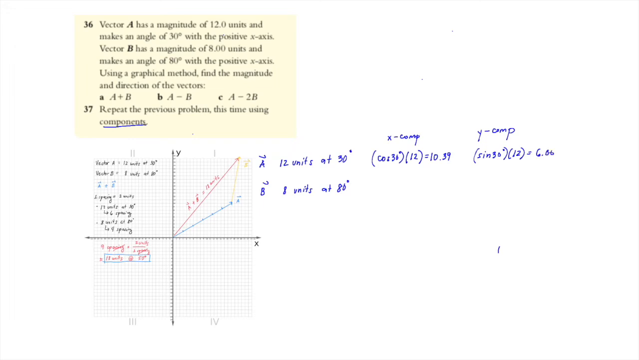And next, for the Bx component, that would be cosine of 80 degrees times 8 units, and that is 1.389. And the y component, that would be sine of 80 degrees times 8 units, and that is around 7.878.